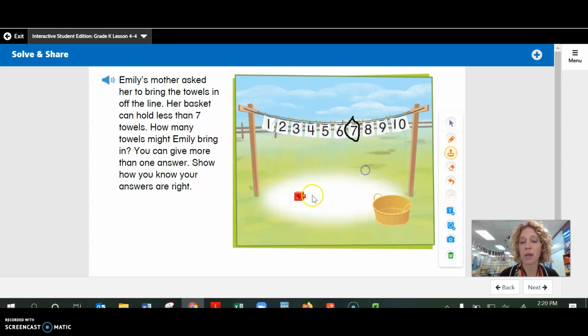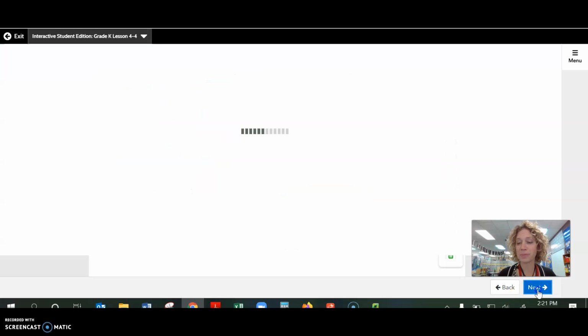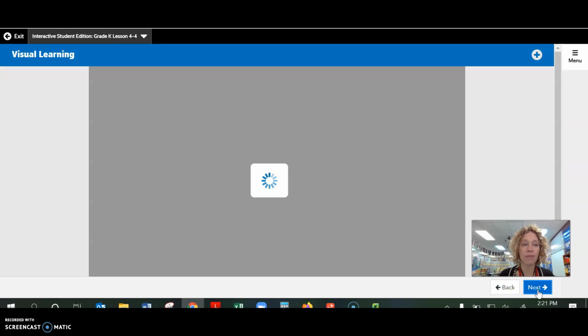Let's do those instead. I'm going to put 6. So I'm going to make 6 because 6 is less than 7. 1, 2, 3, 4, 5, 6. So I can put 6 towels in that basket because that is less than 7. But I also could do 5, 4, 3, 2, or 1. All right? Okay, because those are all less than 7.